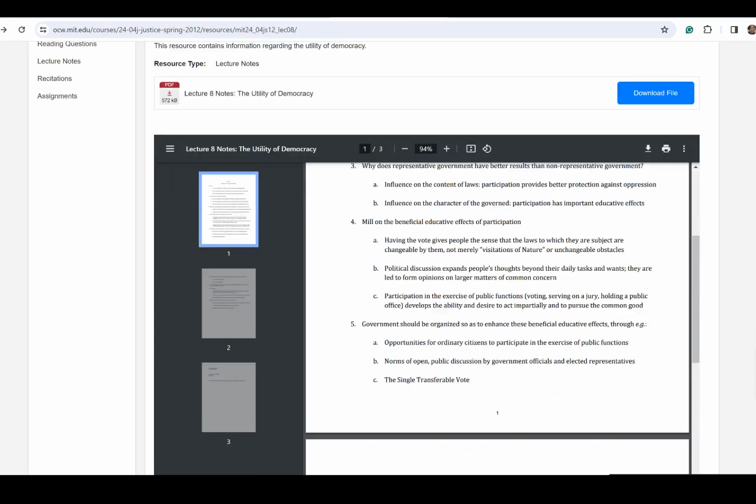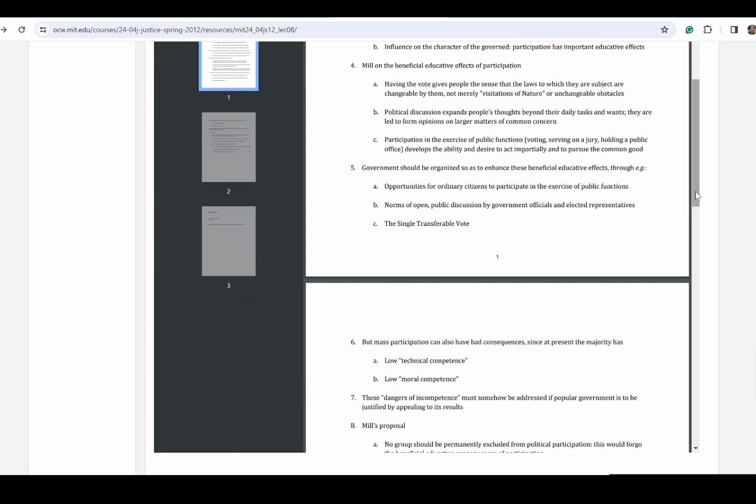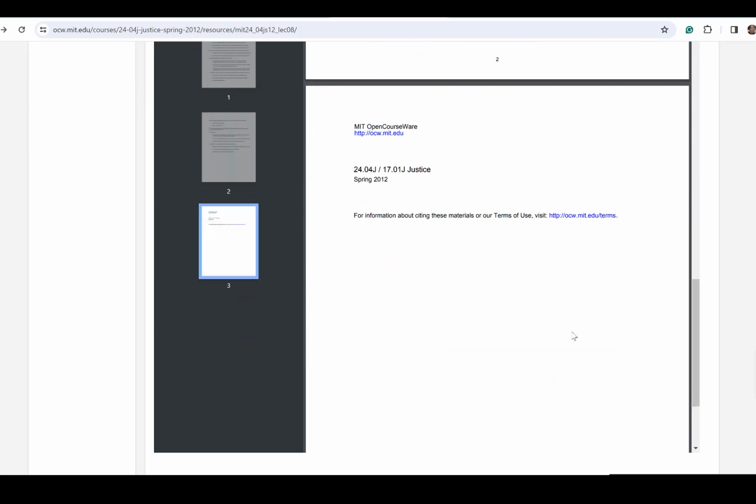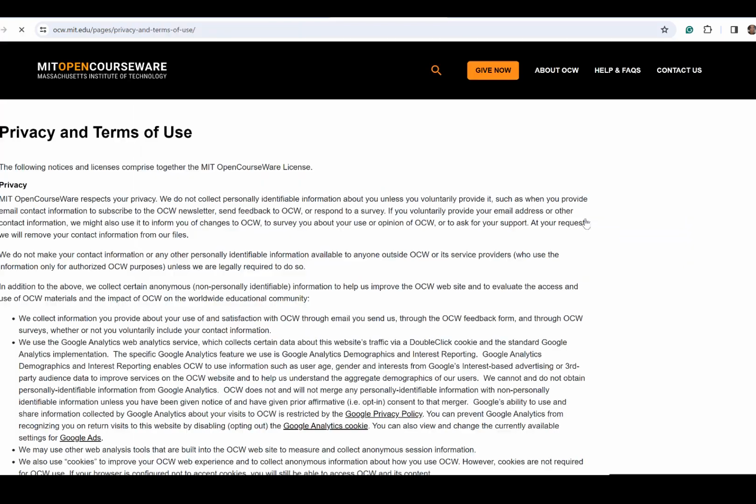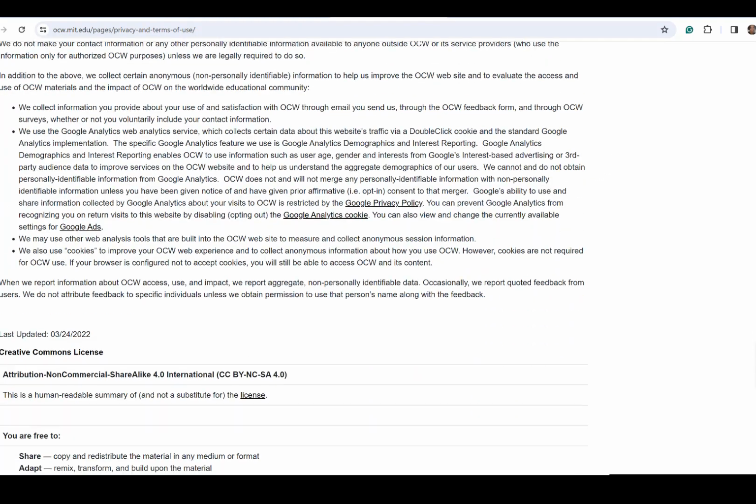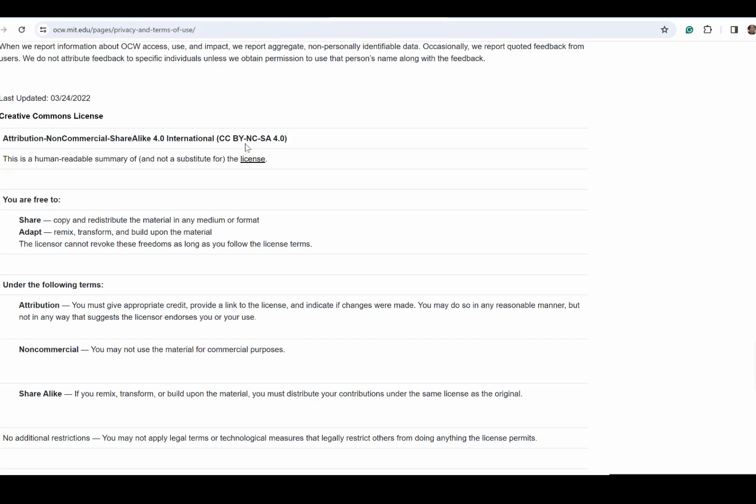Then if we look at MIT OpenCourseWare and look at a resource here, I've just pulled up lecture notes on the utility of democracy. If I pull up those lecture notes and scroll down to the bottom of the notes, it's typically where you'll locate information about the license. I have information about the terms, and that's what this qualifies as here. The first part is the privacy and terms of use, and then we have the Creative Commons license. Here we have a CC BY, NC, share alike.